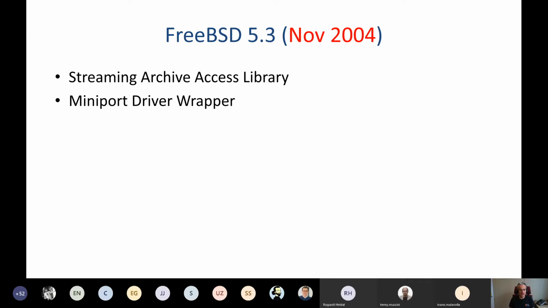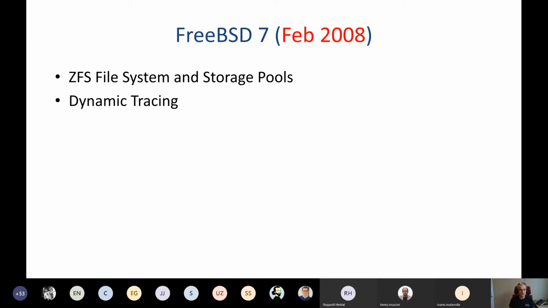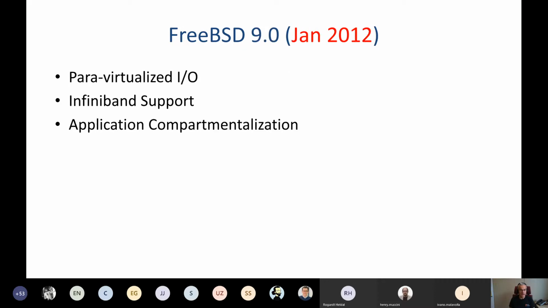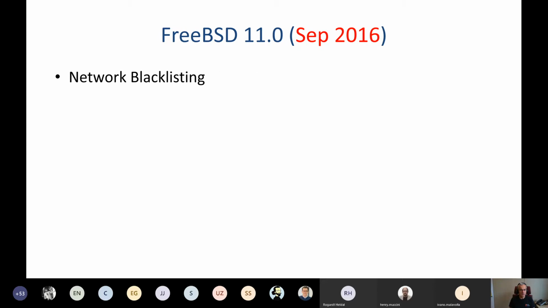With 5.3, streaming archive access library and a miniport device driver. 6.2, basic security module auditing. By 7, ZFS file system and storage pools came over from Solaris, and dynamic tracing also from Solaris, very interesting technologies. By 9, paravirtualized I/O, InfiniBand support. This sounds small, it's a huge system, and application compartmentalization. FreeBSD 10 introduced virtual machine monitor, bhyve, and user space raw packet processing. 11 introduced network blacklisting.